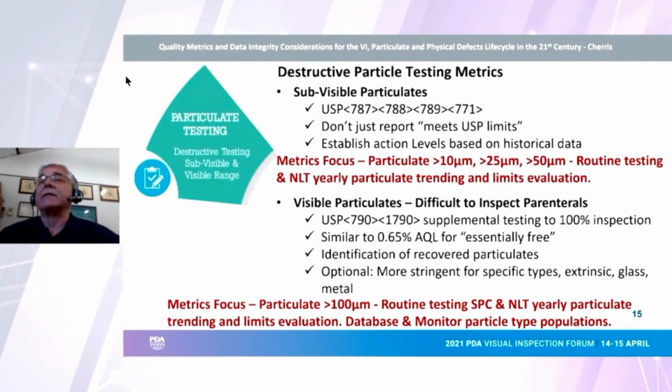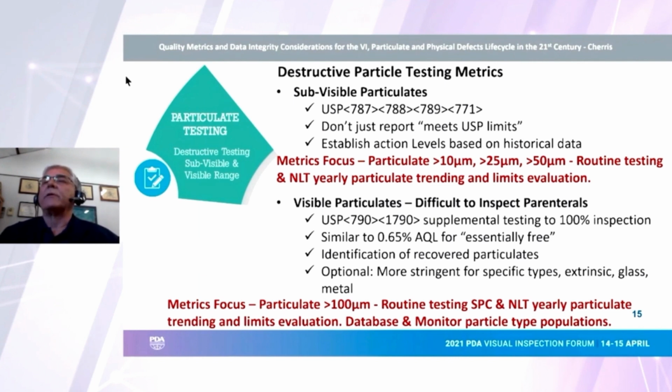Destructive particle testing is the last piece of the puzzle. Subvisible particles going by USP subvisible chapters or the ophthalmics chapter, and to realize that we don't want to just report meets USP limits. These limits are very large, they're very wide, and don't represent the true running average of most of our products. So we must establish action levels based on historical data, and our metrics focus needs to be on particles greater than 10, 25, and 50 microns with routine testing and not less than yearly particulate trending and limits evaluation.